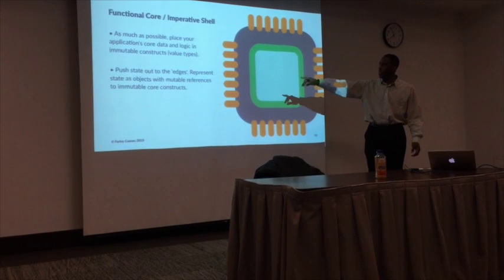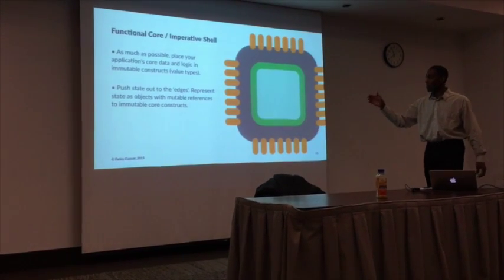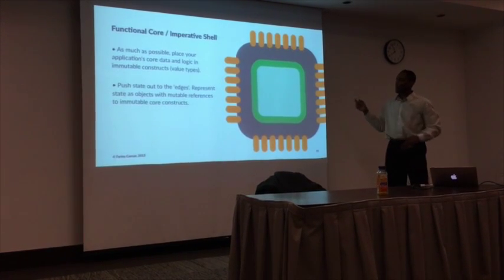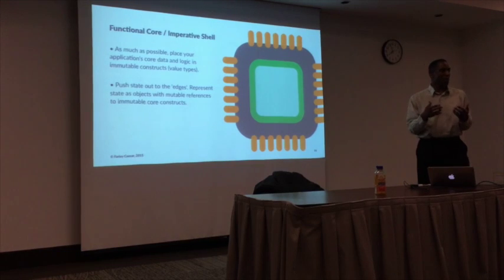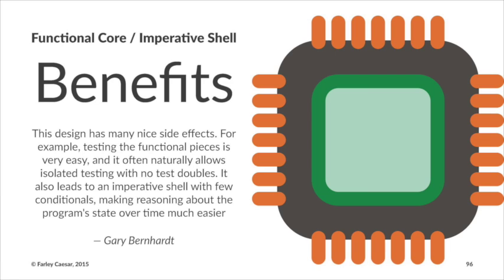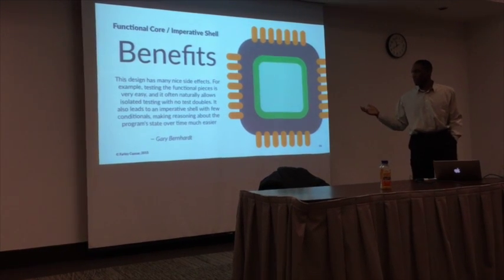As you push your state out to the edges, you can represent that state as objects with mutable references to immutable core constructs, right? So your constructs in the core are immutable. On the outside, you're mutating the outside world, so mutating a label, for instance, to have a new value when you change something. And the benefits of this are really nice side effects, right? Testing the functional pieces is quite easy. Pure functions are really easy to test. It also allows nicely isolated testing. And you have an imperative shell that has relatively few conditionals, and it makes reasoning about the program state over time easy.